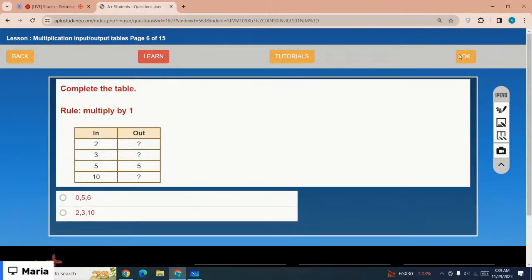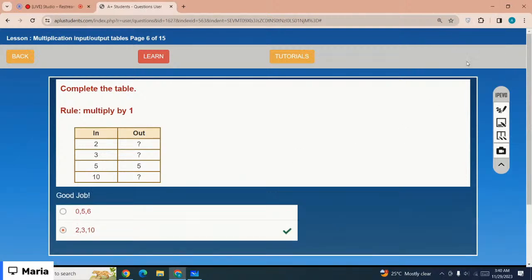Okay, complete the table. You have to multiply by 1, which is the correct option. Yes, the correct option is 2, 3, and 10. When you multiply the numbers by 1, the answer is exactly the same number. So they are 2, 3, and 10, right?